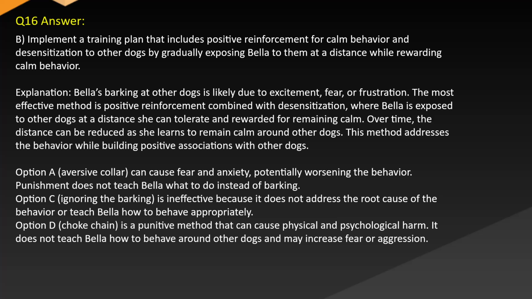Option A, an aversive collar, can cause fear and anxiety, potentially worsening the behavior. Punishment does not teach Bella what to do instead of barking. Option C, ignoring the barking, is ineffective because it does not address the root cause of the behavior or teach Bella how to behave appropriately. Option D, a choke chain, is a punitive method that can cause physical and psychological harm. It does not teach Bella how to behave around other dogs and may increase fear or aggression.